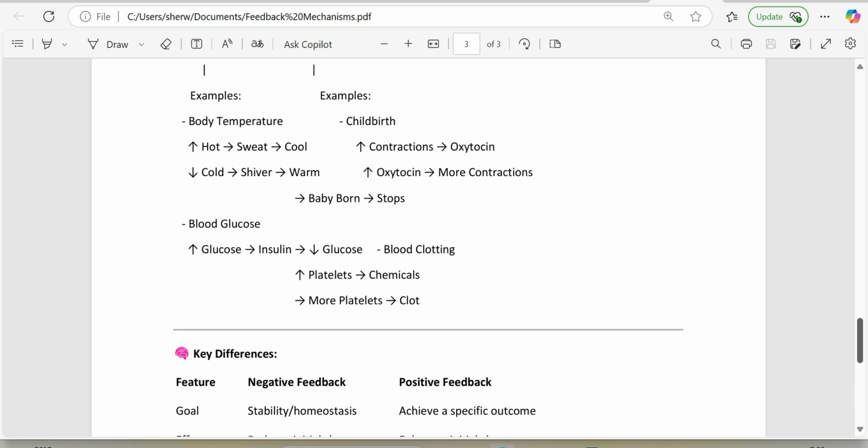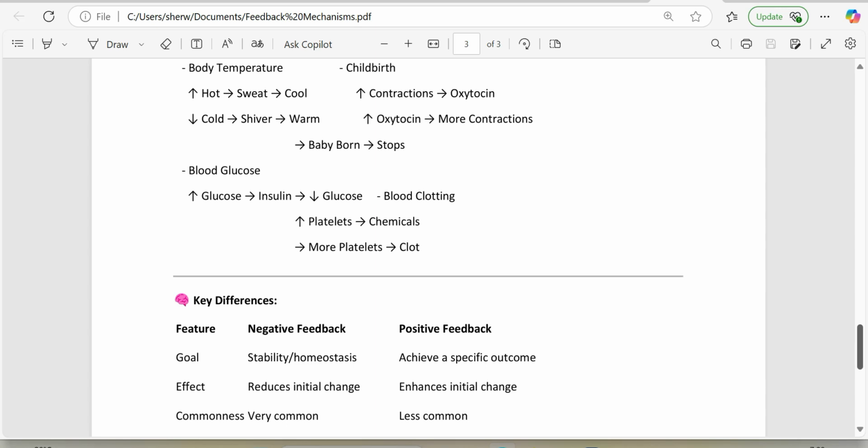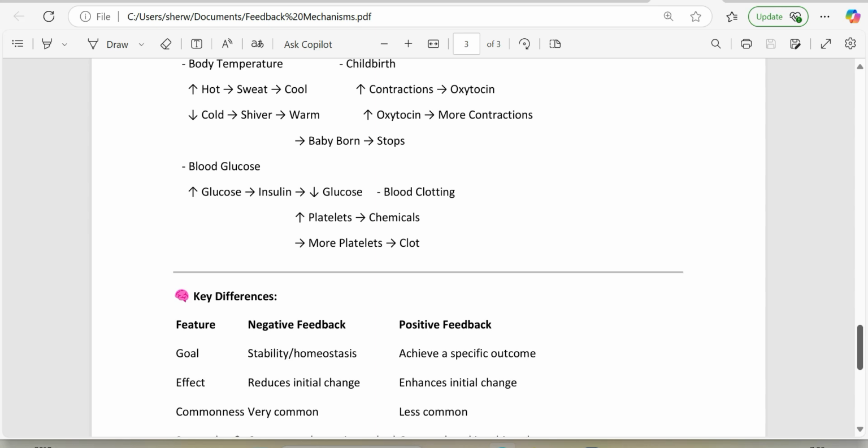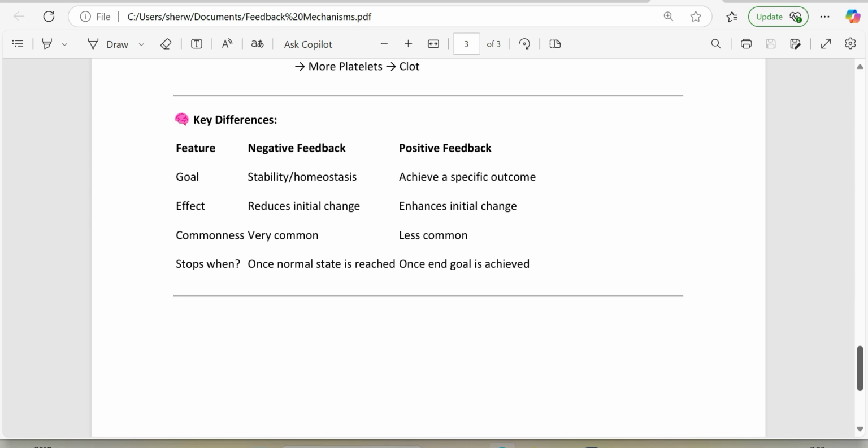Key differences. Feature: negative feedback, positive feedback. Goal: stability or homeostasis, achieve a specific outcome. Effect: reduces the initial change, enhances the initial change. Common: very common, less common. Stops when: once the normal state is reached, once the end goal is achieved.